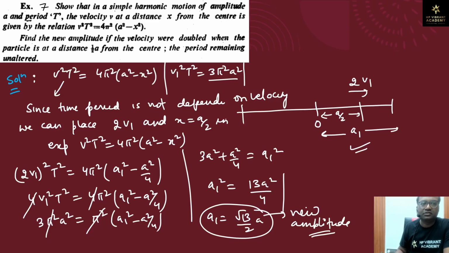And the new amplitude, if the velocity were doubled when the particle is at a distance of a by 2 from the center, period remaining unaltered. So this is our new amplitude, root 13 by 2 into a. So the major concept here is that the time period is not dependent on the change in the velocity. So we have utilized this particular expression and this expression.